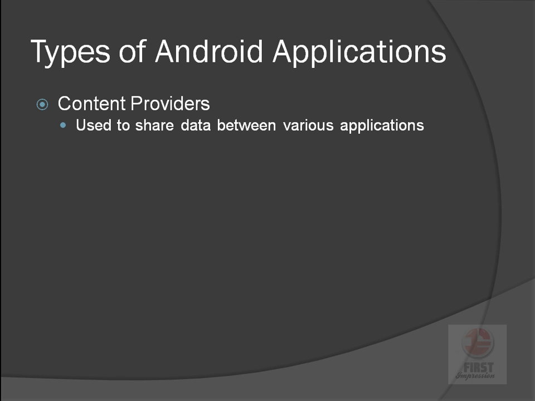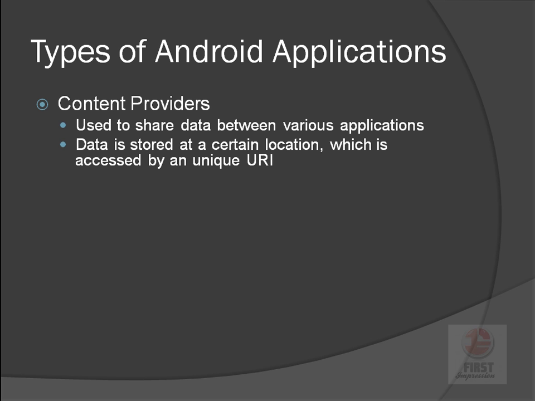For example, if your application wants to get the data from the contact book, then you have to use the contact book content provider. The data is stored at a particular location. That location is called a URI or Uniform Resource Identifier. You can access it with the help of this address.